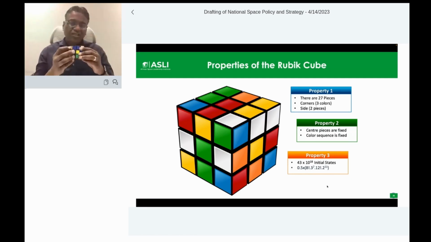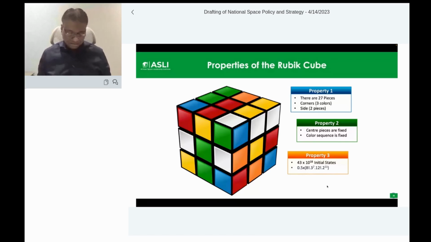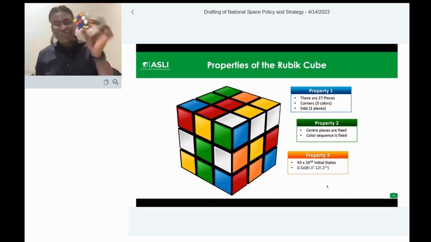The number of ways that I can mix this Rubik's Cube, by the way, is 43 times 10 to the 18. That's the number of initial states I can have in this Rubik's Cube. If you're interested, there's the math equation at the bottom end. And by the way, the number of sand particles on planet Earth is 7 times 10 to the 18. So there's more ways I can mix this Rubik's Cube than the number of sand particles on this Earth. So you can see how complex this Rubik's Cube is.